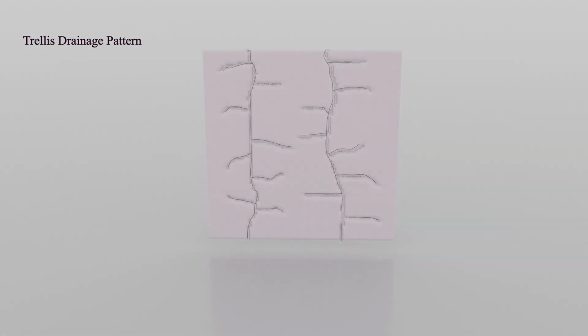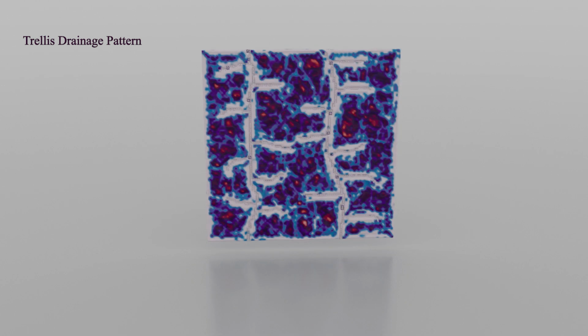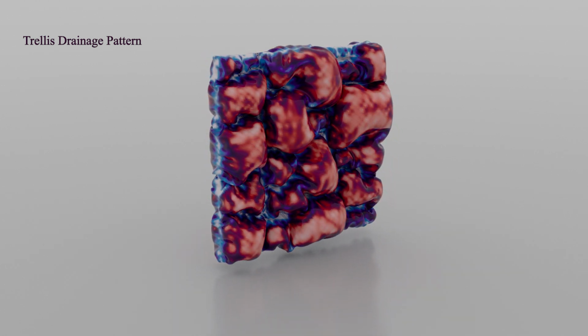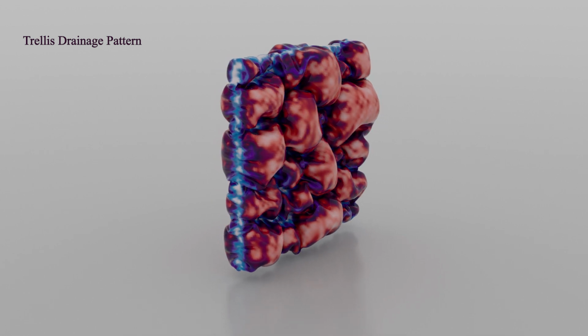Lastly, a trellis drainage pattern was modelled. Trellis patterns develop mostly in folded rocks, where there is a series of parallel faults.